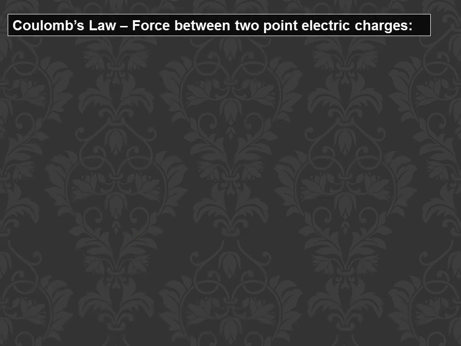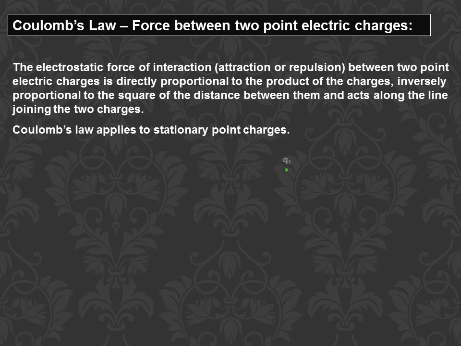Coulomb's law: force between two point electric charges. Let us consider there are two point charges Q1 and Q2 which are separated by a distance small r. We want to find out the force which exists on charge Q1 or on charge Q2. For that, the statement was given by Coulomb, and according to that statement, the force of attraction or repulsion between two point charges is directly proportional to the product of both the charges and inversely proportional to the square of the distance between them.